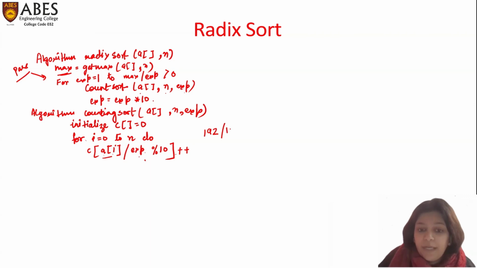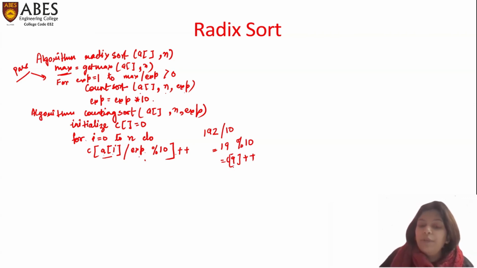This will be divided by 10 so that we will get 19. And then we will take the modulus of this number, so we will get 9. And then C of 9 will be incremented. Right? C of 9 will be incremented. So in this way, counting sort will, in the first pass, work on the ones place. In the second pass, it will work on the tens place and so on.